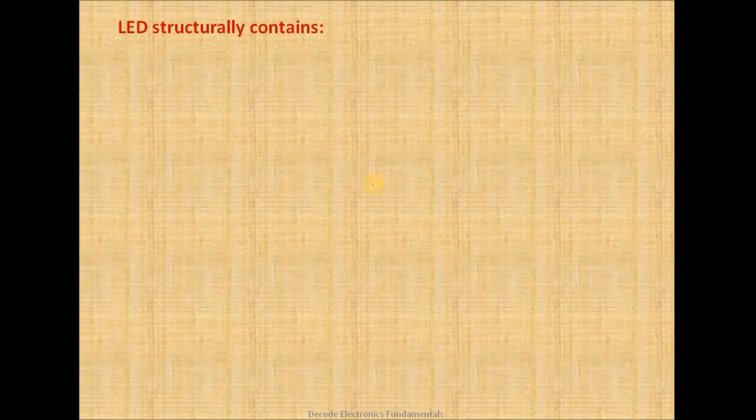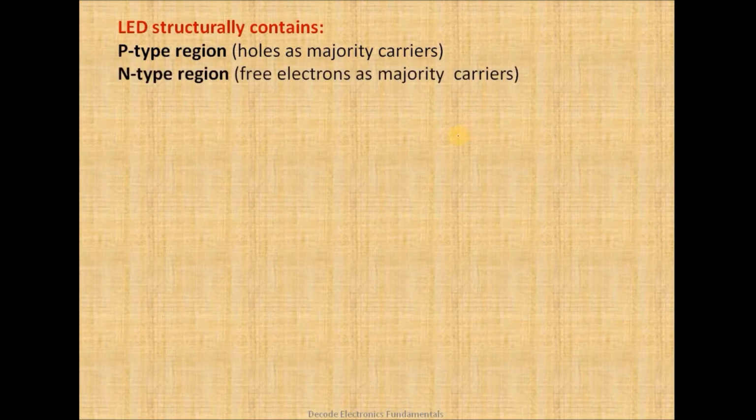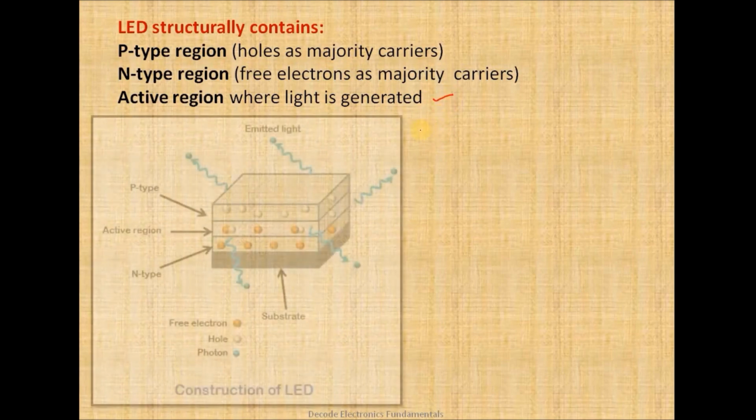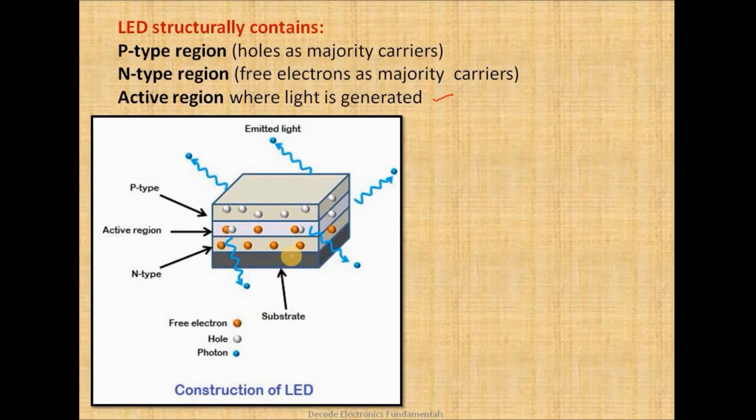So what does the LED structure consist of? It has a P region, an N-type region and an active region. What do we mean by P-type region? P-type region is the space where holes are the majority carriers. In the N-type region, free electrons are the majority carriers, and it is mainly in the active region where the light is being generated.